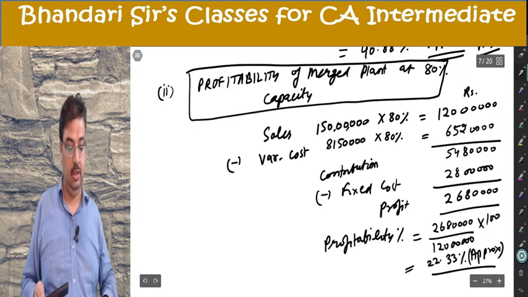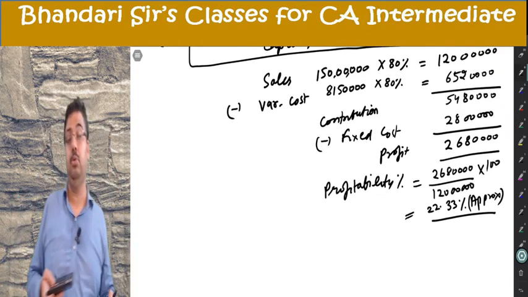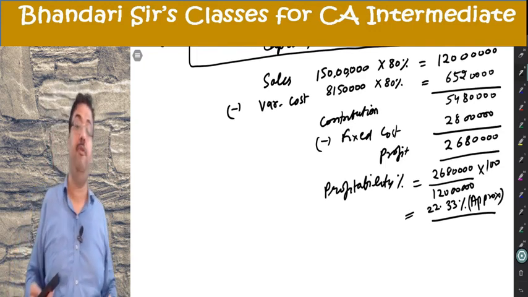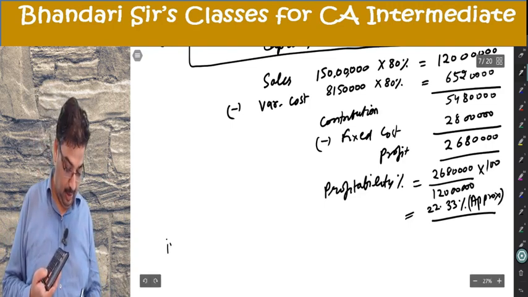Now many authors, they don't compute profitability, they compute profit. The institute people, they are going to reduce some marks for that. So make sure you are computing profitability whenever it is wanted. Third part is very simple.